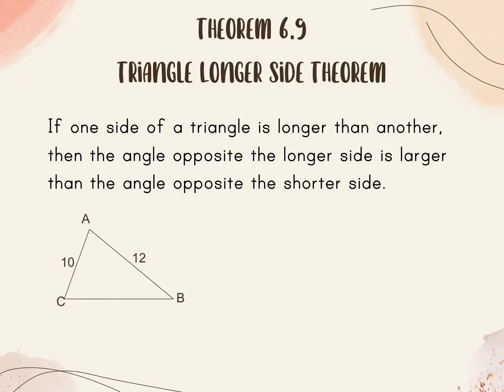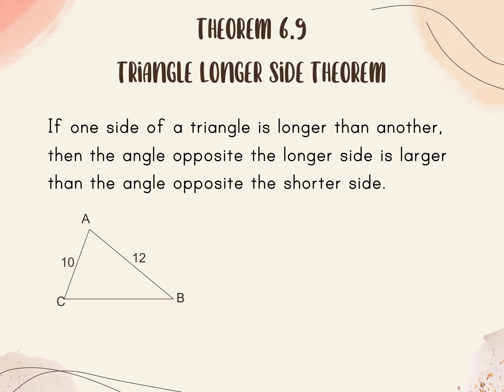Let's go ahead and see our first theorem, which is called the triangle longer side theorem. What this theorem states is that if one side of a triangle is longer than another, then the angle opposite the longer side is larger than the angle opposite the shorter side. So bottom line, the bigger angle is always across from the bigger side.